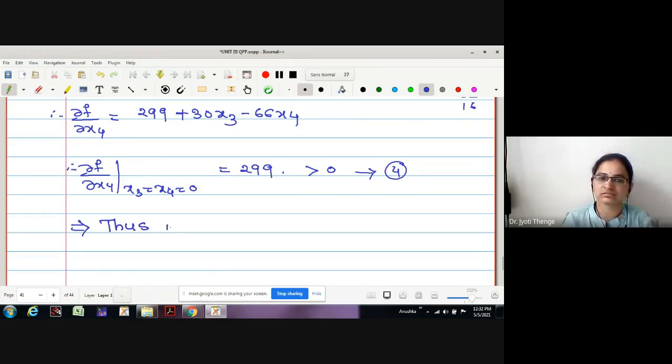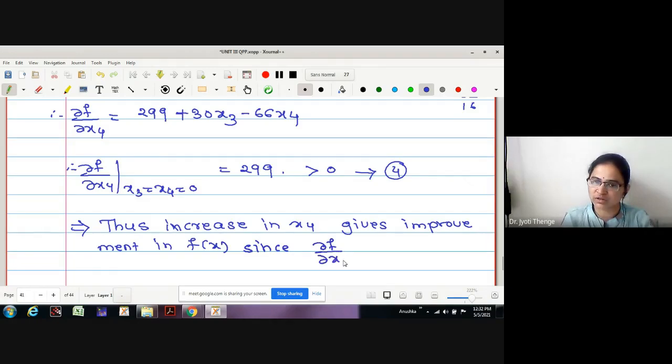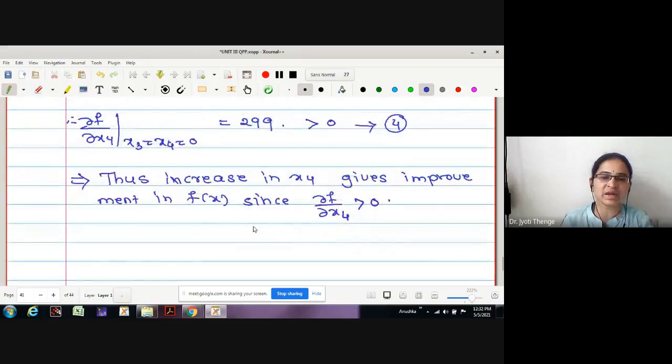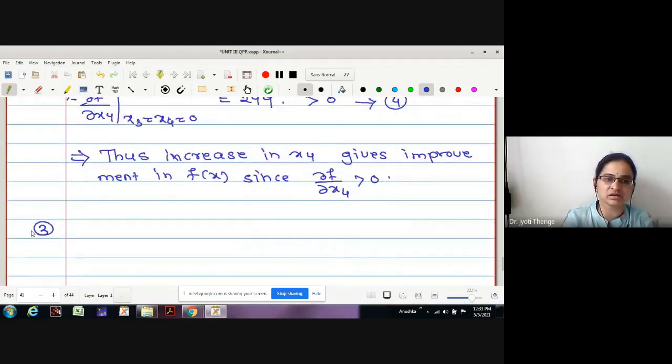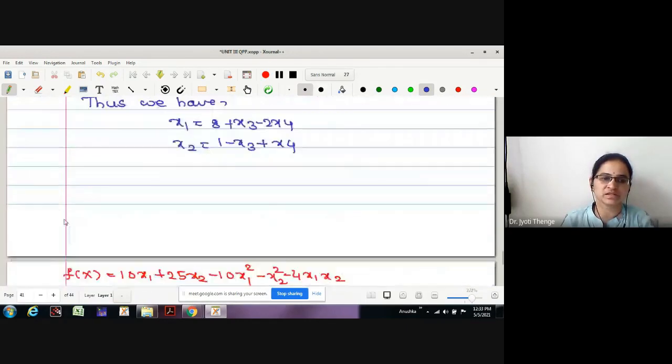Thus, an increase in x4 gives improvement in f(x), since ∂f/∂x4 is greater than 0, right? Therefore, now what's my next step? Number 3 or number 2? Step number 2. Yeah, it's step 2.